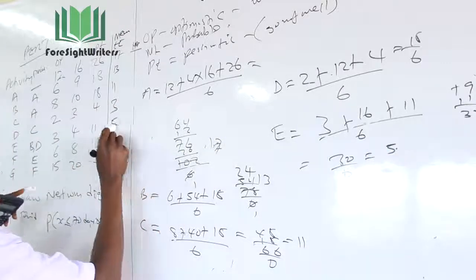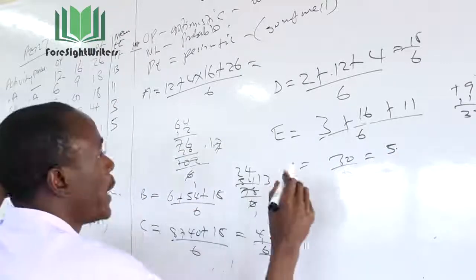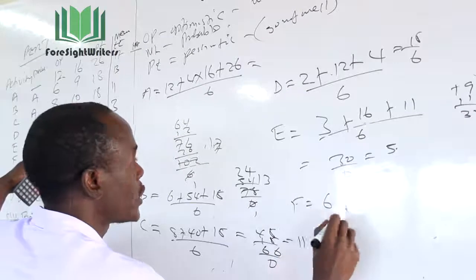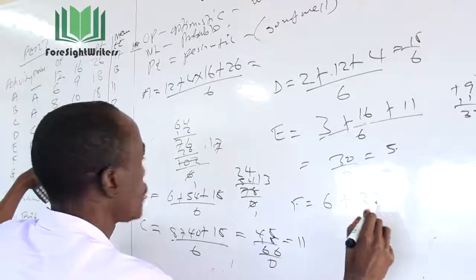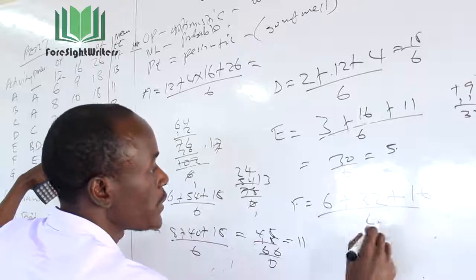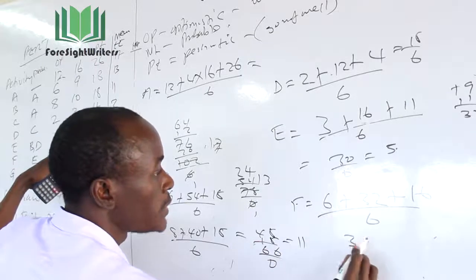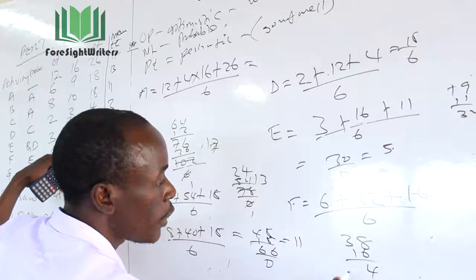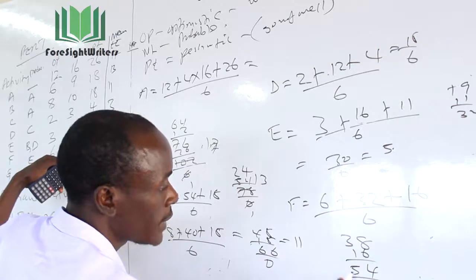So this becomes 5. Then activity F is 6. F is equal to 6 plus 8 times 3, which is 32, plus 16, divided by 6. So this becomes 38 plus 16, which is 54. 54 divided by 6 is 9.